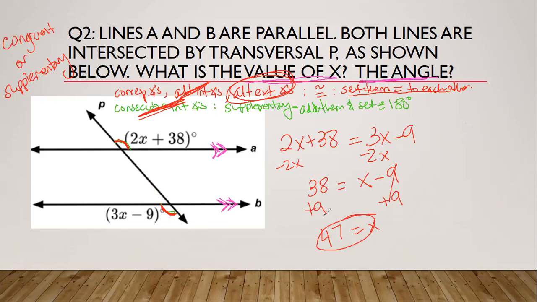That's the value of my x. And then to get the value of the angle, I can take any one of these and plug x into it. So let's say I want to do 3x minus 9. Doesn't really matter. So instead of the x, I plug in what I found for the value of my x, which was 47. So 3 times 47 is going to be 141 minus 9. Okay, and that's going to be 132 degrees. So that's the value of the angle.